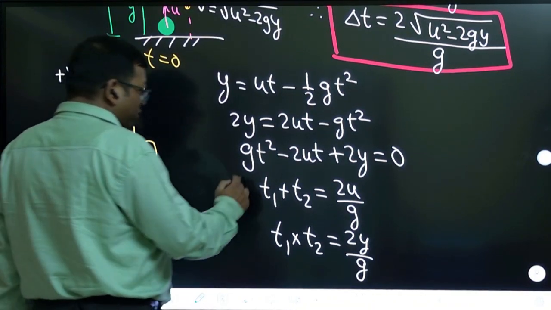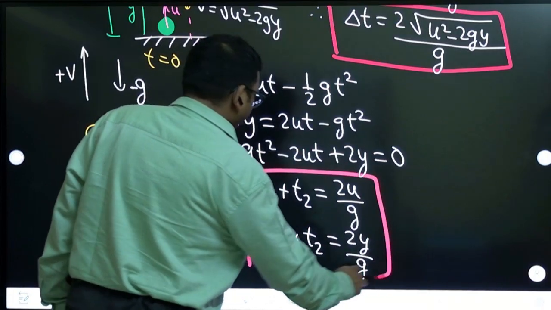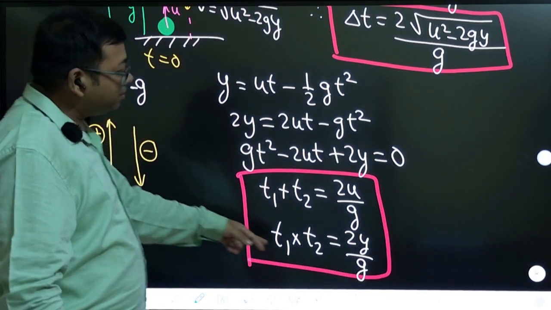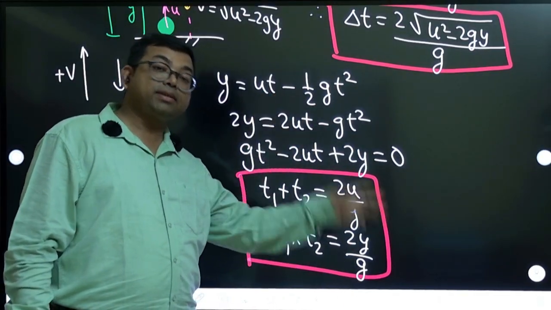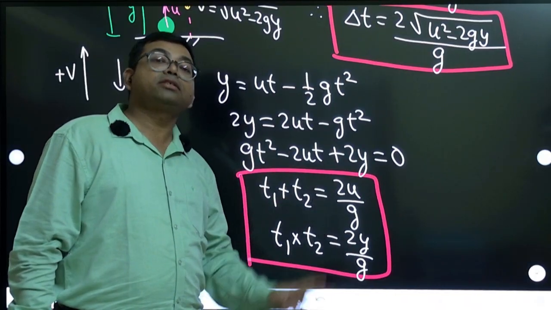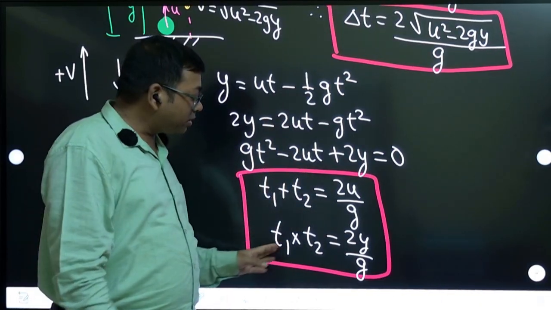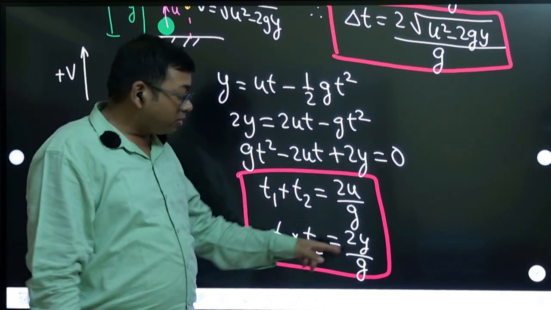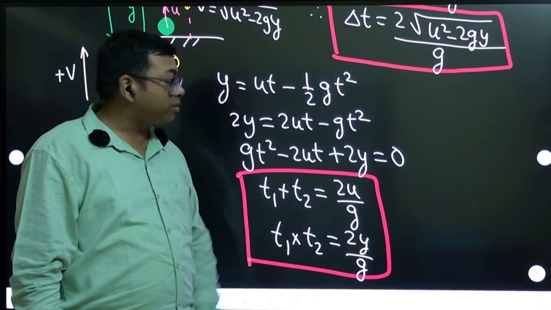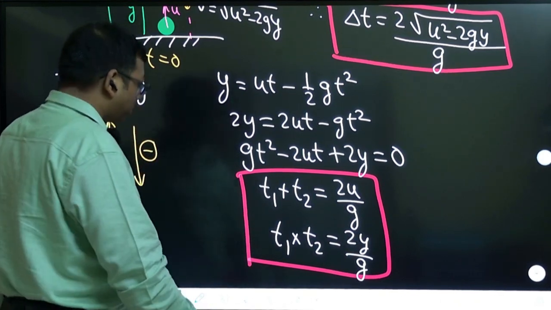They will ask a lot of problems with this. They will give you the times t1, t2 and ask what is the height it is crossing at t1 and t2. Two time instants it is crossing. They will give you 3 second, 4 second. It is crossing a height. What is that height? You will use this formula to calculate y. Understood?